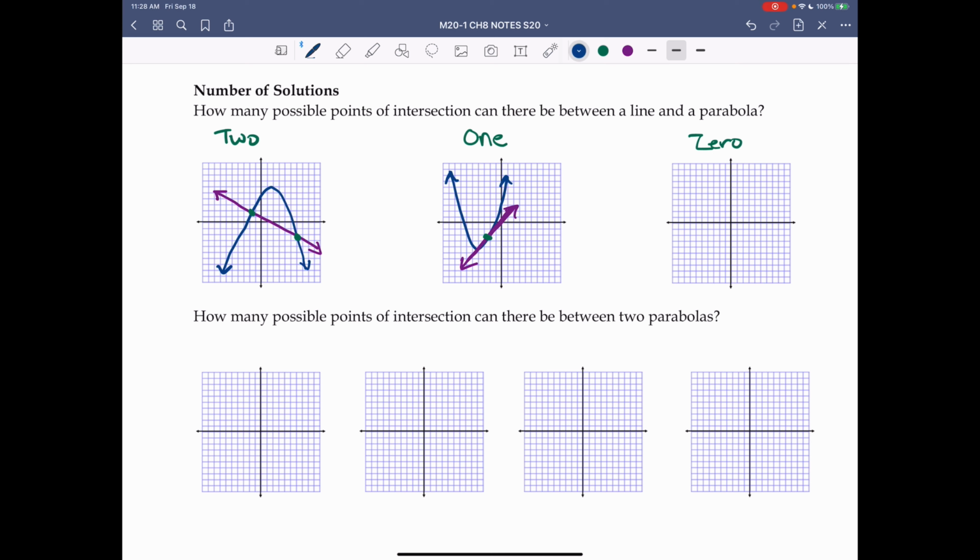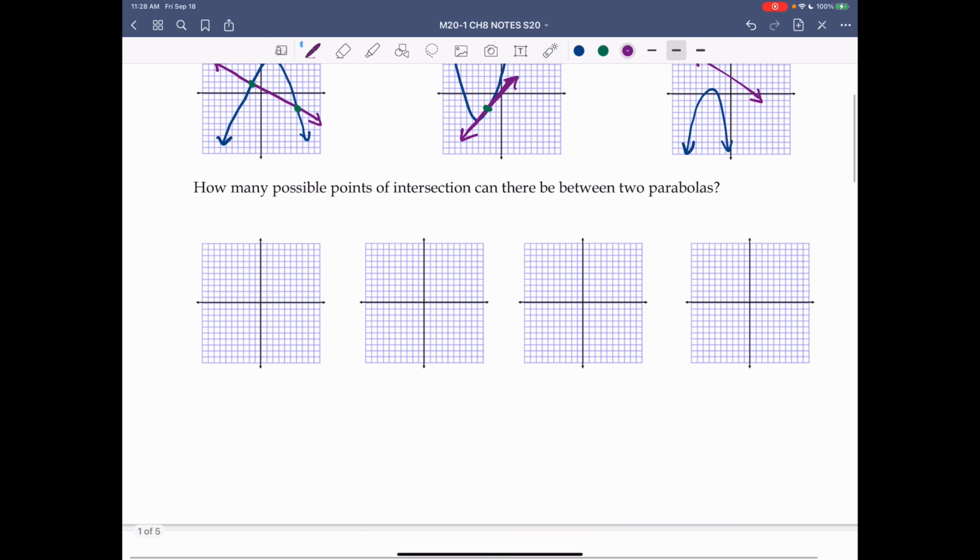0 solutions. Here's an example of what that might look like. Your parabola could open up or down, doesn't matter. And then you've got a line that does not touch the parabola in any way. That is our options for number of solutions if we have a parabola and a line in our system.